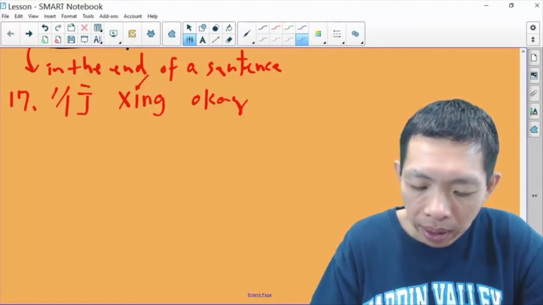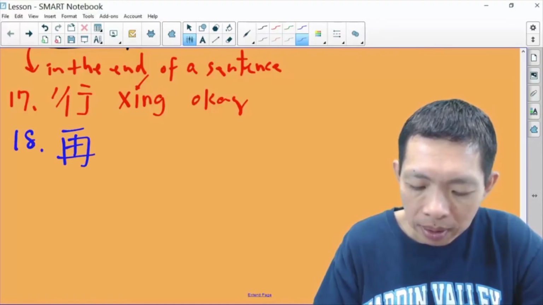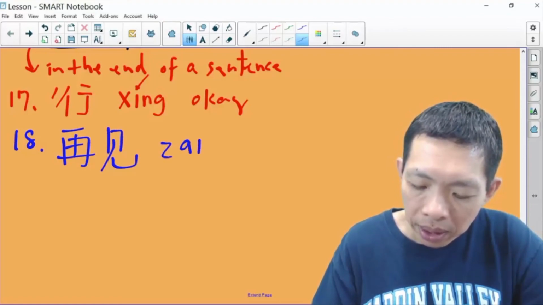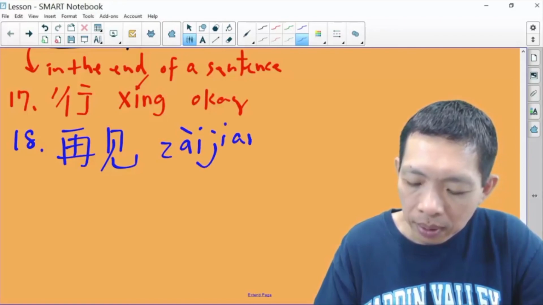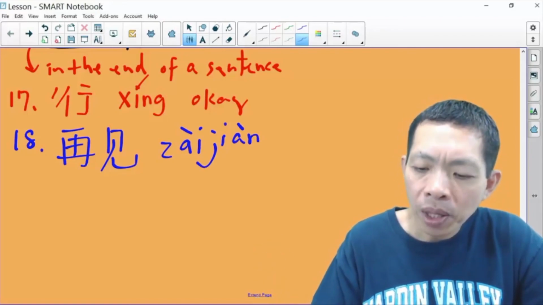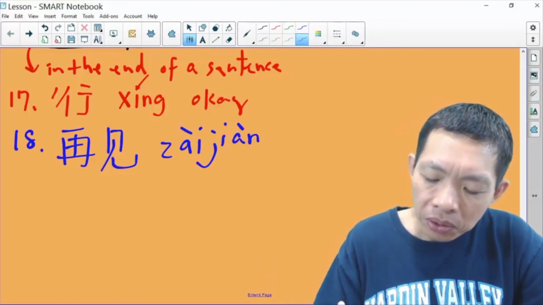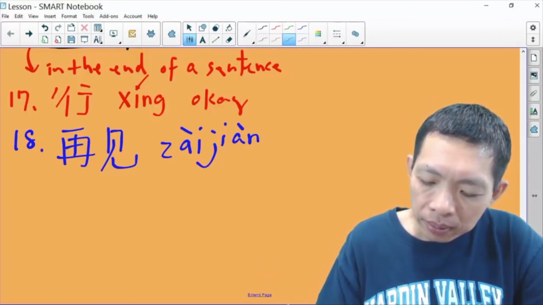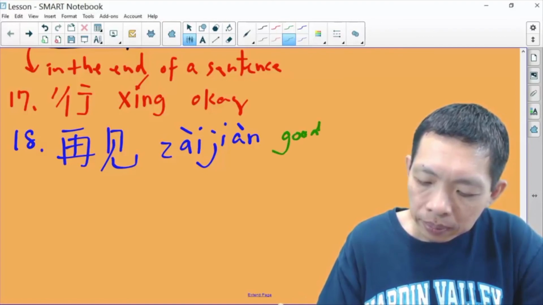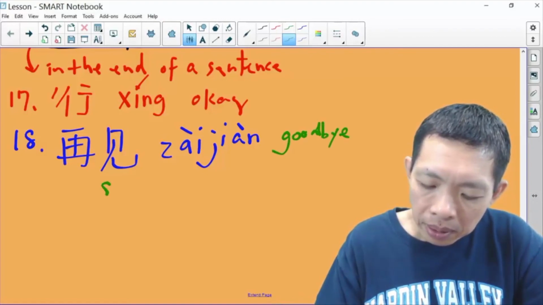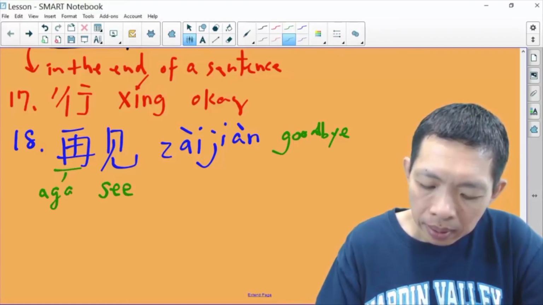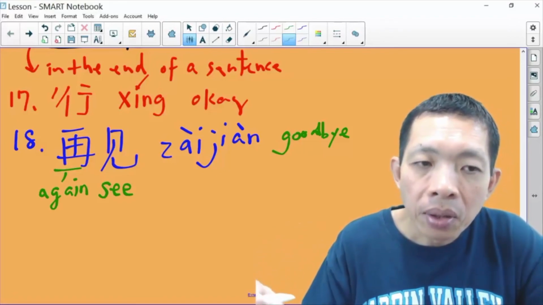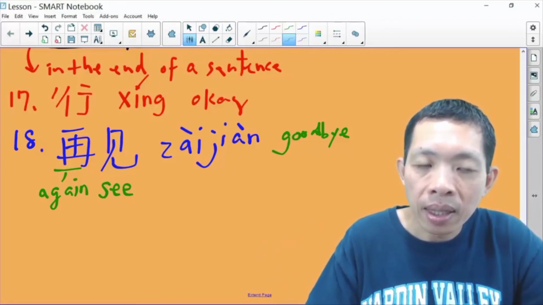Number 18, our last one for this lesson, and we say it all the time, 再见. 再见 means goodbye. Why do we say goodbye 再见? Because 见 means see, 再 means again. So 再见 means see you again.